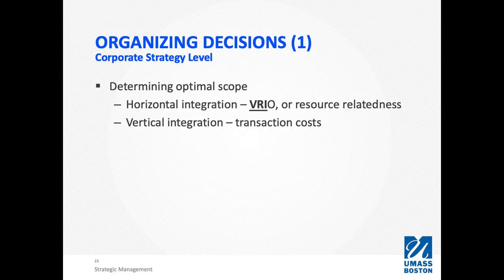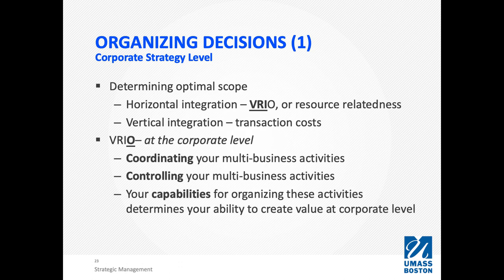So we've talked about how we determine optimal scope of the organization, but then we have to think about something kind of unique, and that is being organized to exploit at the corporate level. Okay, we've talked about the things that determine optimal scope. The first three letters of RIO: resource, relatedness, or transaction costs. But the O is really important.